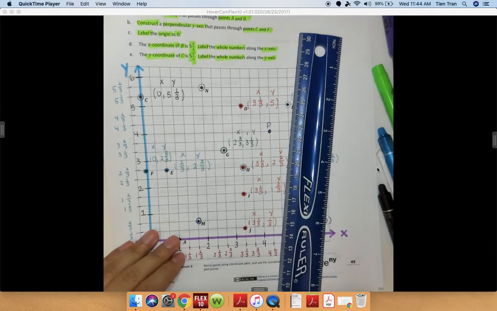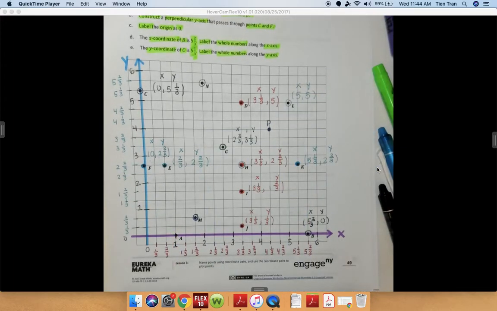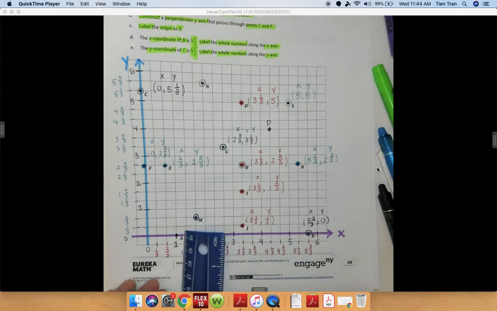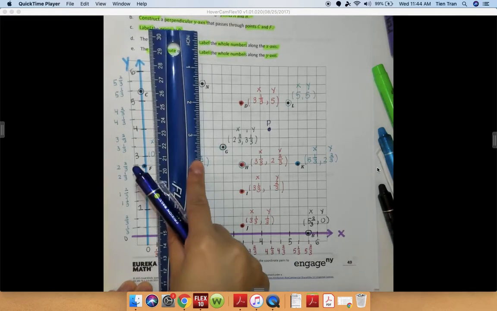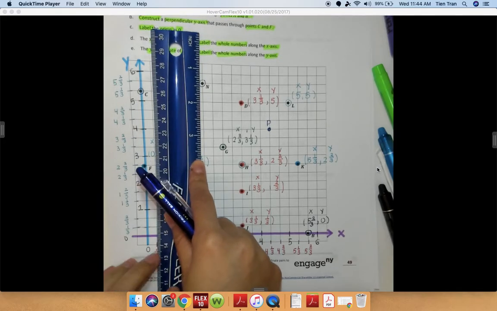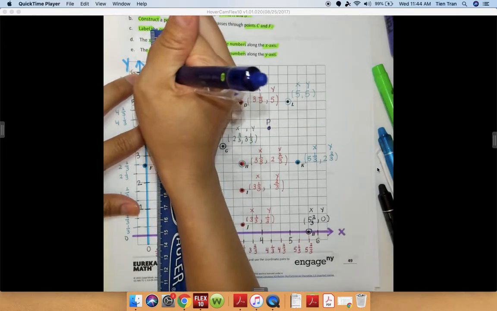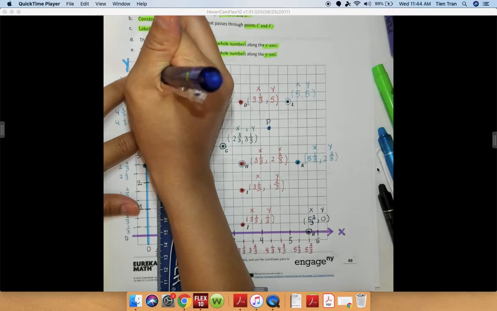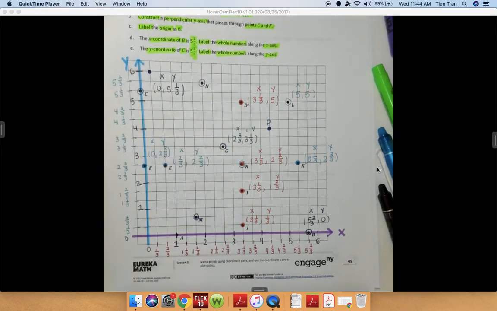That's letter P. And then the next one they asked me to plot is point Q. So Q is going to be 1/3 on the x-axis. So we have 1/3 right here. And then they want me to move up to 6. So that's 1/3 and this is 6. So this one is going to be labeled Q.